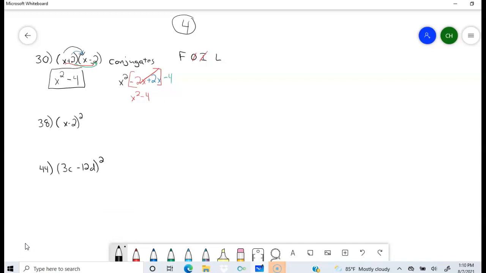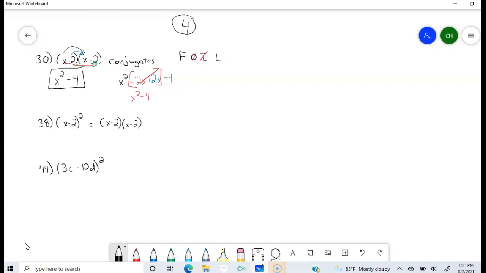38 wants us to square the binomials. A lot of times we see something like that and we just want to put our pencil down, but it's not complicated. All we do is, just like it says, the base of that exponent is x minus 2. So that means it's x minus 2 times x minus 2.